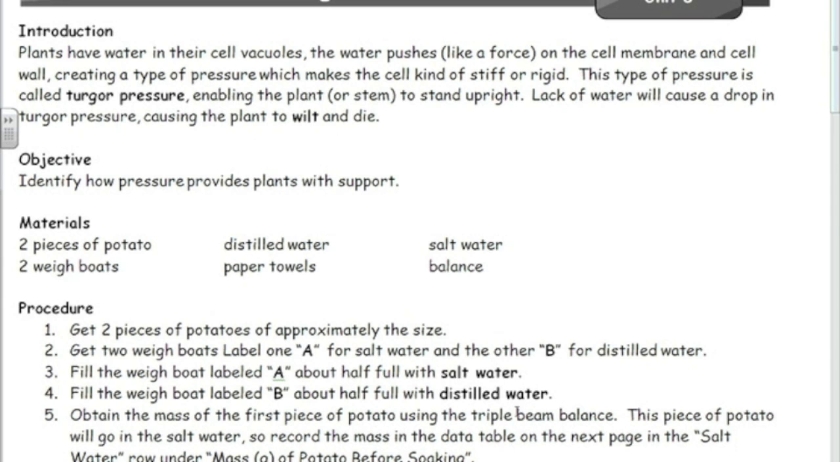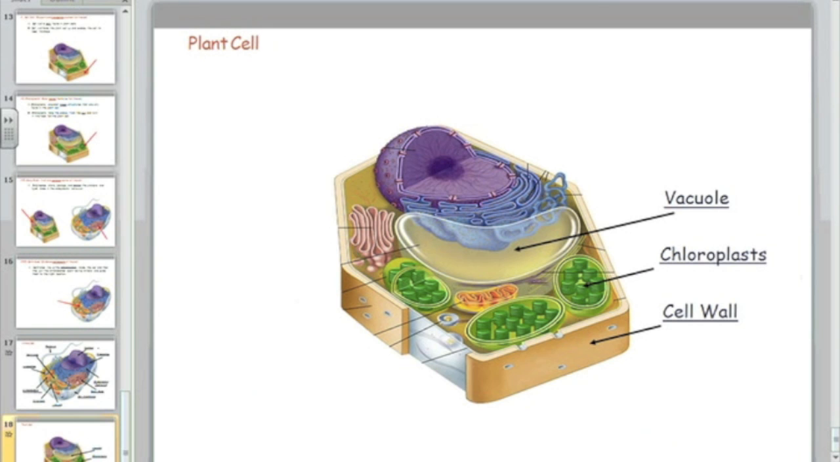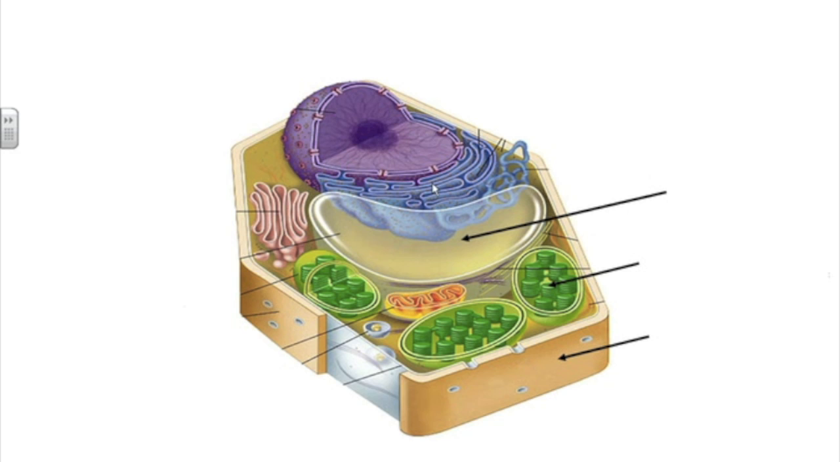Okay. Let's go ahead and take a quick look at a plant cell. Here is a plant cell. Let's look at some major parts of the plant cell. The cell wall, that outermost layer of the plant cell. The vacuole, that center semi-transparent organelle in the plant cell. And then the chloroplast. We've been talking about chloroplast lately with photosynthesis, and this is where photosynthesis occurs.